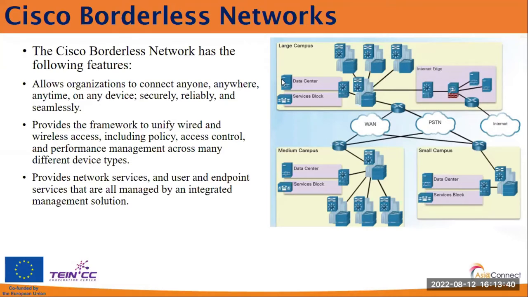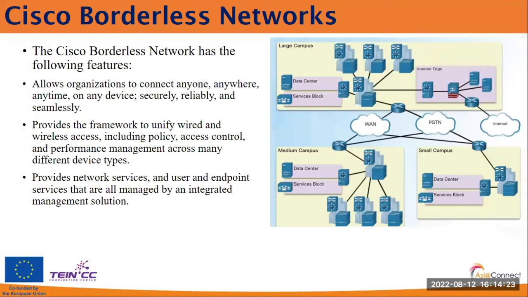You can see here a figure with a large campus, a medium campus, and a small campus, which we have already discussed in our network design section: the requirements, security, scalability, adaptability, bandwidth, and so on. The Cisco borderless network provides the framework to unify wired and wireless access, including policy, access control, and performance management across many different device types.